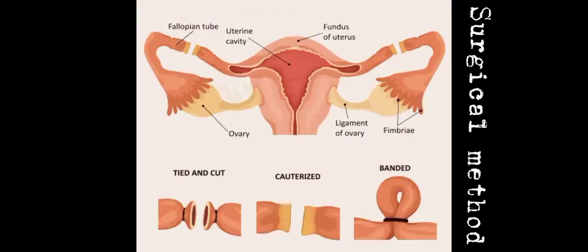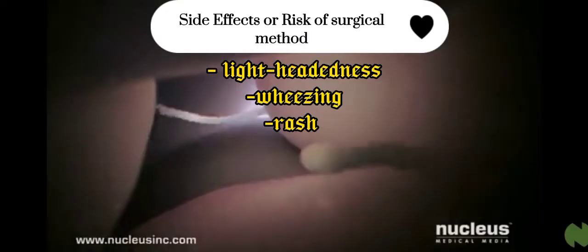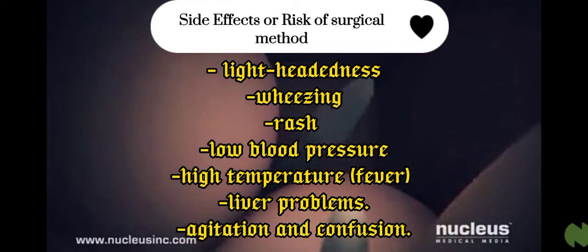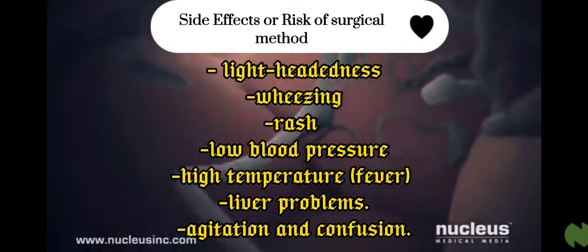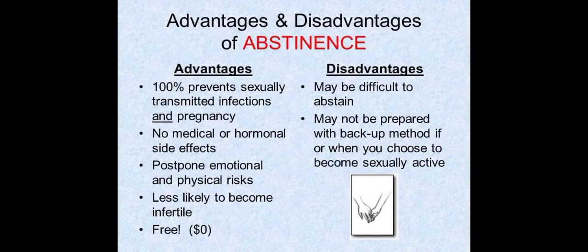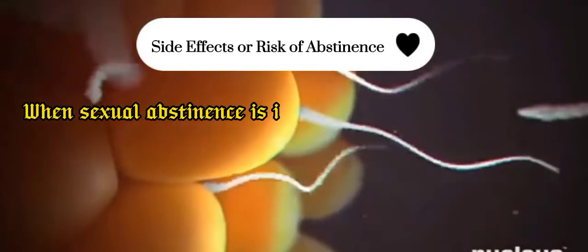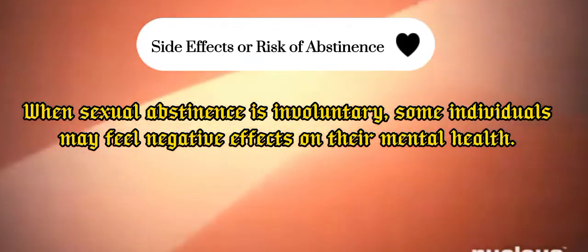Surgical method. Lightheadedness, wheezing, rash, low blood pressure, high temperature, fever, liver problems, agitation and confusion. B. Natural methods. Abstinence. When sexual abstinence is involuntary, some individuals may feel negative effects on their mental health.